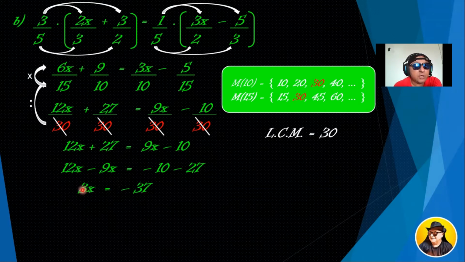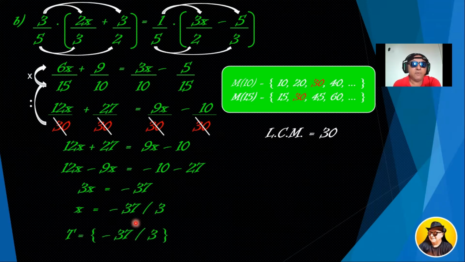This number 3 here goes to the right side of the equation, dividing. So x is minus 37 divided by 3. We cannot divide it exactly, and we cannot simplify either. So the solution set is minus 37 over 3.